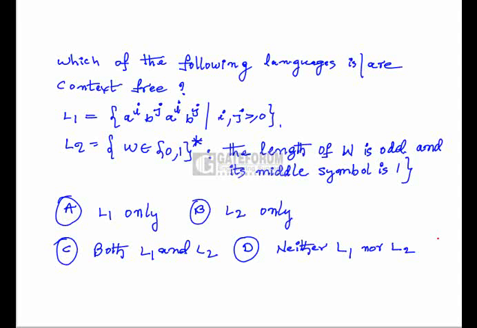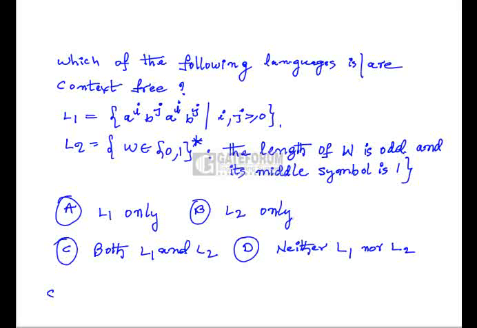Which of the following languages is context free? L1 is equal to a^i b^j a^i b^j, such that i, j greater than or equal to 0. L2 is equal to w belongs to {0,1}*, the length of w is odd and its middle symbol is 1. So in these two languages we need to find out whether only L1 is CFL or L2 is CFL or both are CFL or both are not CFLs.